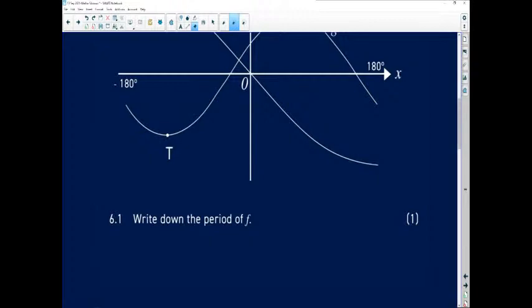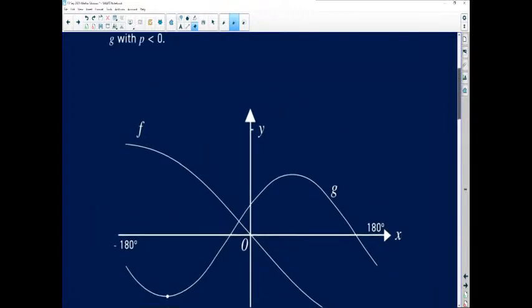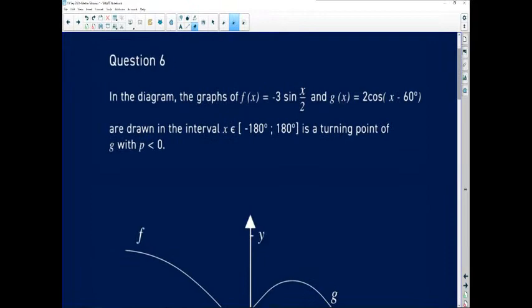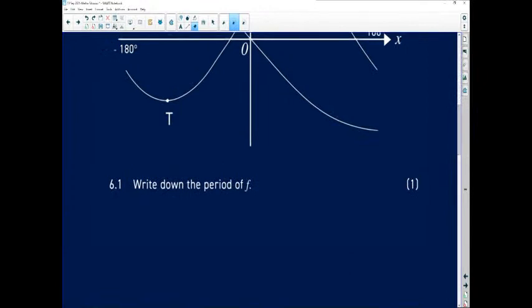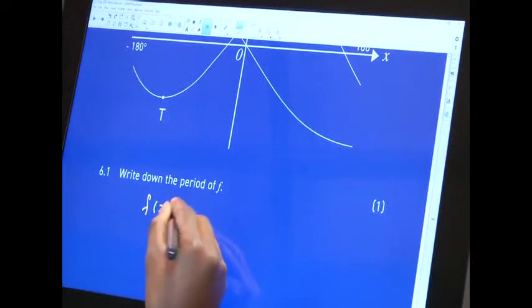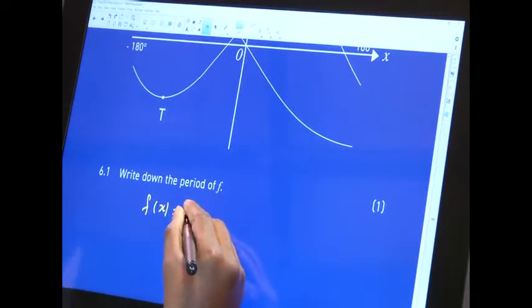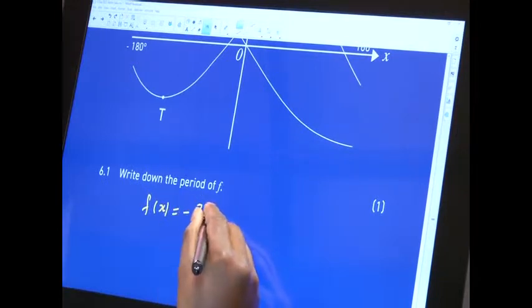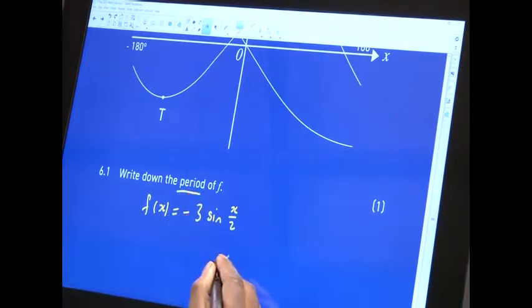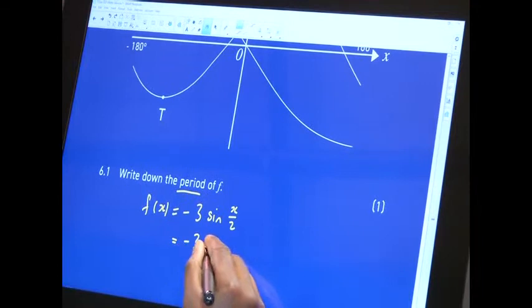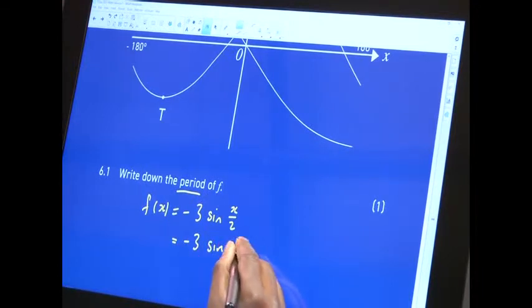Okay, period of f. Now, which one is f? F is the graph of negative 3 sine x over 2. So what I'm going to do is write it in a way that will help you, so that in future, it doesn't matter how the question looks, you'll always be able to solve it. So if f of x is given to us as negative 3 sine of x over 2, and they're asking us for the period, I'm going to write it in this form. It's as good as negative 3 sine of 1 over 2x. So what you have on top and what I have in my second step is the same thing.